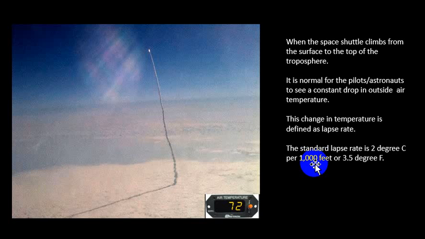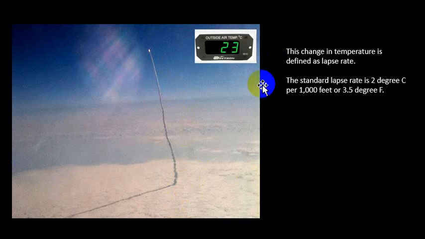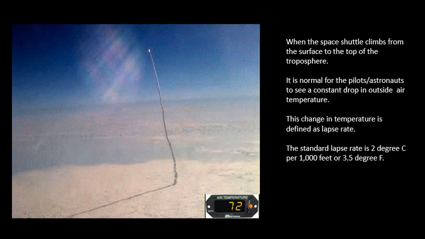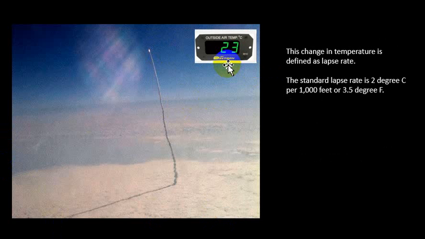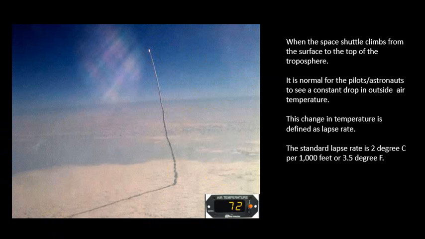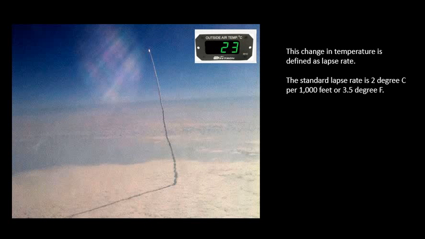But in a standard atmosphere, as we climb, we should lose 2 degrees Celsius per 1,000 feet, or 3.5 degrees Fahrenheit per 1,000 foot climb. So in the next slide, now we're just simulating our outside air temperature gauge. We went from 72 on the surface, and then when we get up to altitude, it dropped. Now that is exaggerated a bit, but I wanted to stress that down here at the bottom it was a nice warm day, and as the altitude increases, the temperature drops because of our lapse rate.